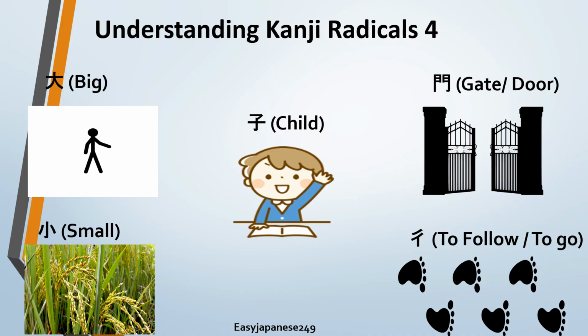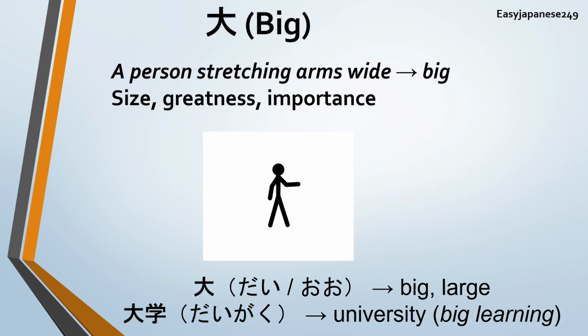Let's get started. Our first radical is Dai or OO, which means big. Imagine a person stretching their arms wide to show something large. This radical often appears in a word related to the size, greatness, or importance. For example, Daigaku. It means university.